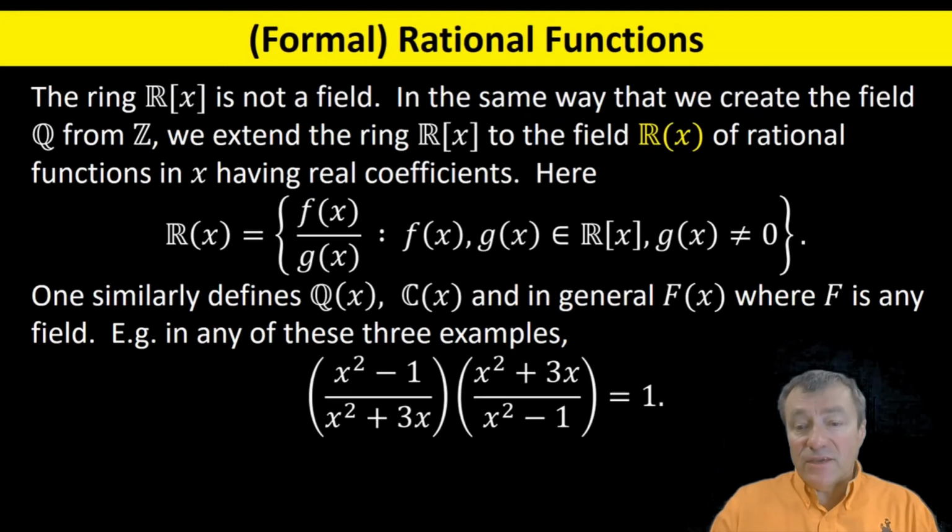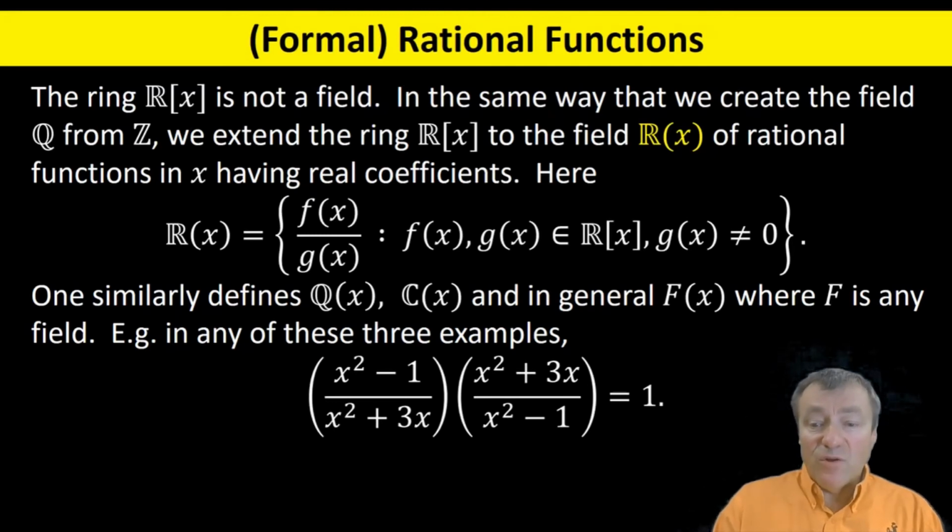Now, to really understand this as a field, you need to recognize something about how this works. Here's an example. I've multiplied two factors to get 1. The first factor, (x² − 1)/(x² + 3x), is a non-zero rational function. We're in a field, so every non-zero element has to have a multiplicative inverse, right? And I've written that down as the second factor, (x² + 3x)/(x² − 1). When you multiply these, you actually get 1. No ifs, ands, or buts here.